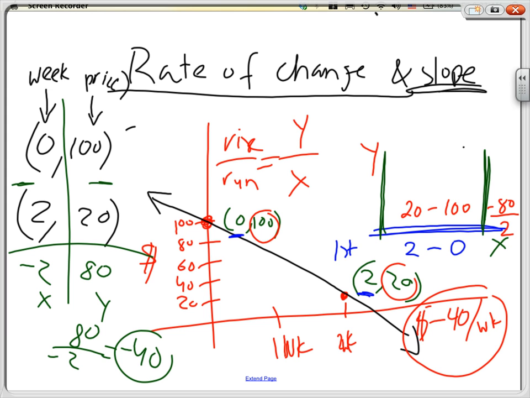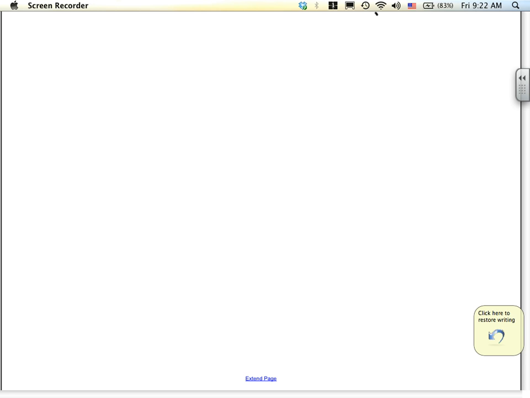Okay, let's try another one here. So of course, what we just found right here is the rate of change, but since we are applying it to a linear line, we call that the slope of this line. And the slope is negative 40. That means it's indicating that the line is decreasing at the rate of $40 per week. Okay. All right. Let's go.